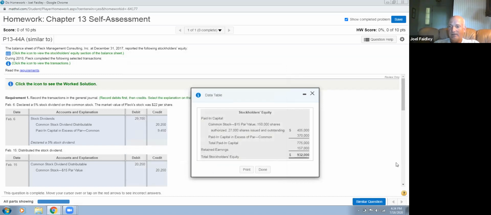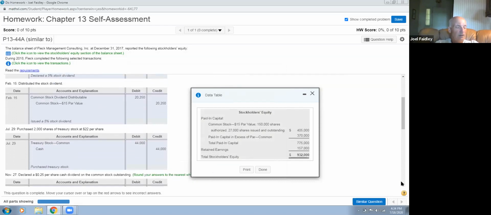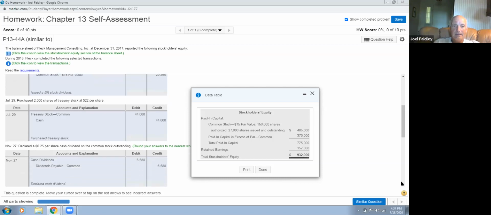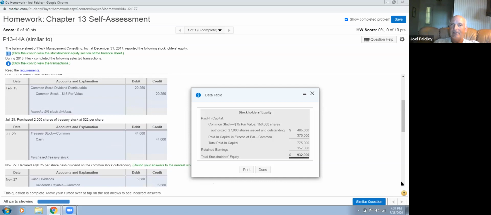I see a treasury stock. This must be a comprehensive problem. All right, so then we purchased 2,000 shares of treasury stock at $22. So 2 times 22,000, 44,000. So that's a reduction. That's a contra account to my equity, which is a reduction of my total equity. And then it says I declared a 25-cent per share dividend. So in order to calculate that, I've got to figure out how many shares are outstanding, don't I?